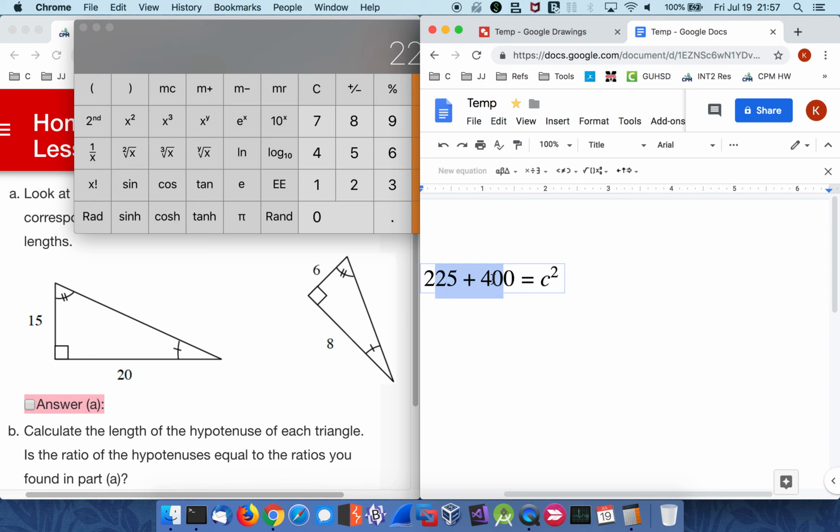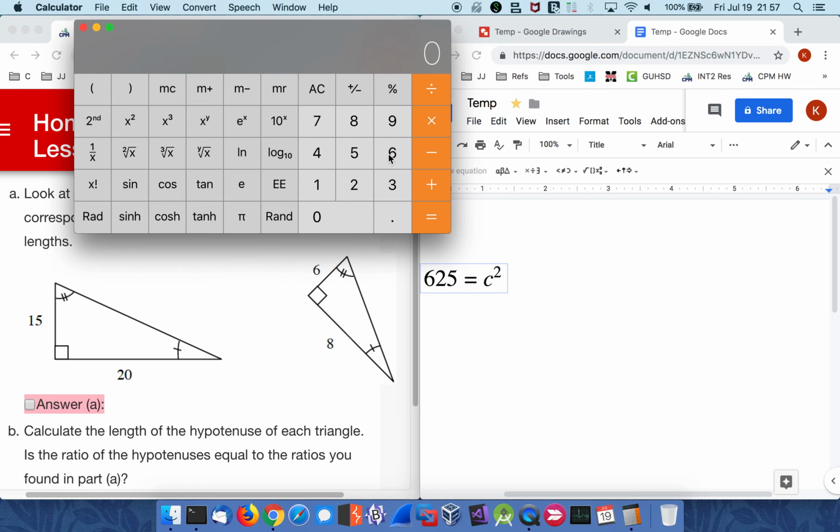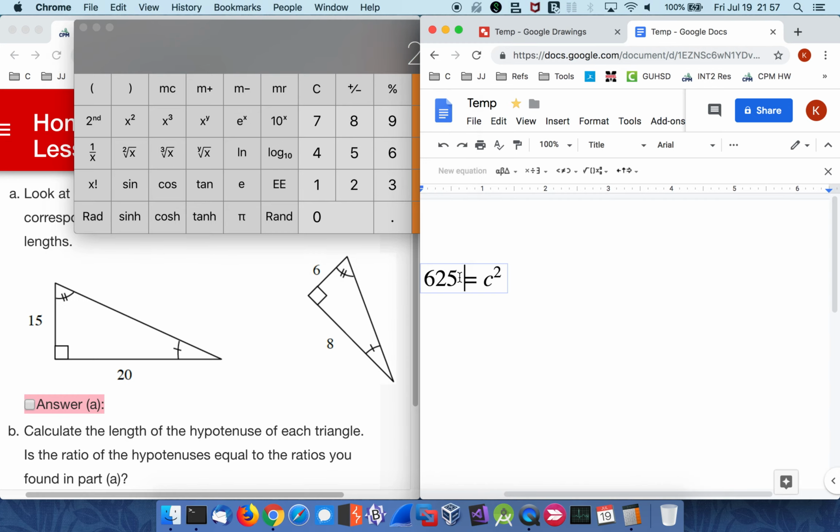So that equals 625. So then we've got to find out what the square root of 625 is. The square root of 625 is 25. Cool. So that's after I square root that one, and then square root that one. So the square root of c squared is c. The square root of 625 turns out to be 25. So 25 equals c. So this, the hypotenuse, is 25. Cool. All right, so we've got the hypotenuse of the first one, 25.